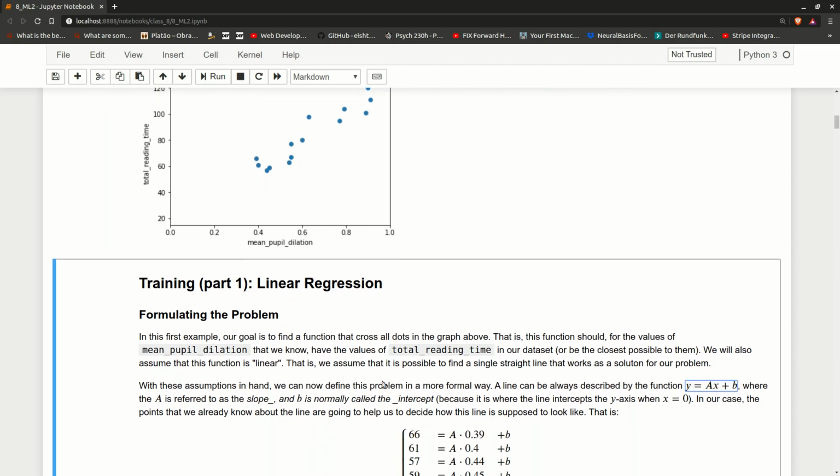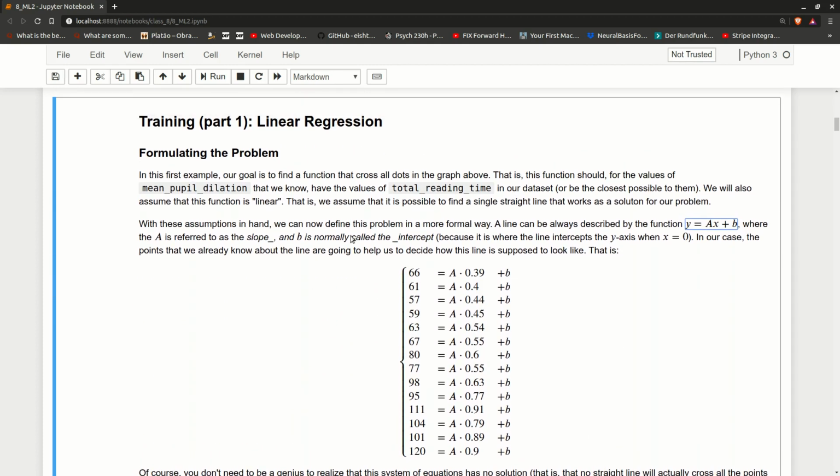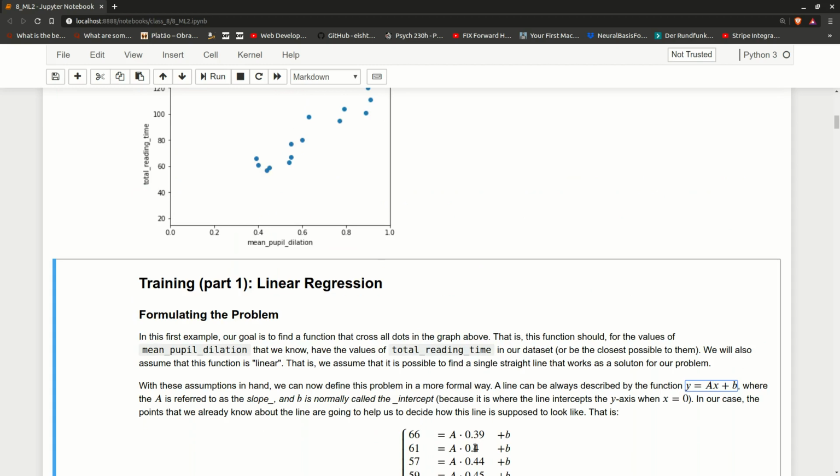So what we can do already is put all our data points in here. Again, when x equals 0.4, y is supposed to be 61. So it was 61.